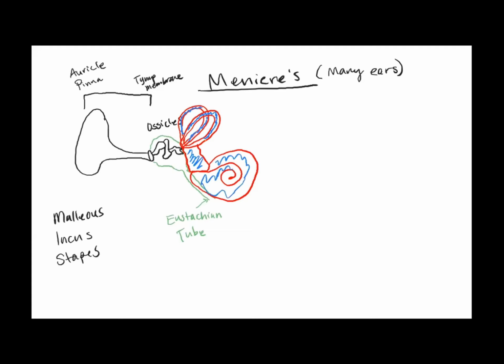When you have Meniere's disease, you have way too much of that fluid inside. You have too much of that endolymph. Okay, there's two fluids. There's endolymph and there's perilymph.